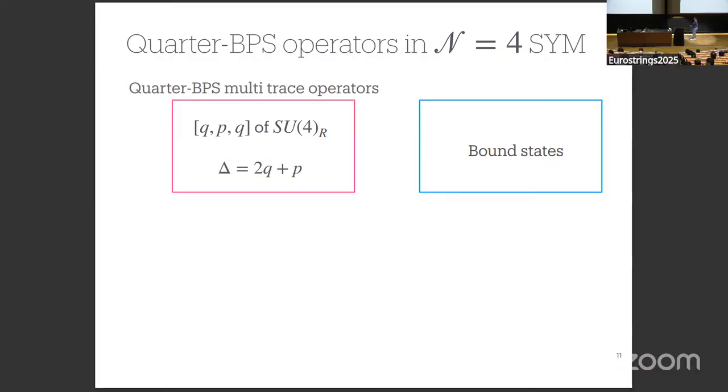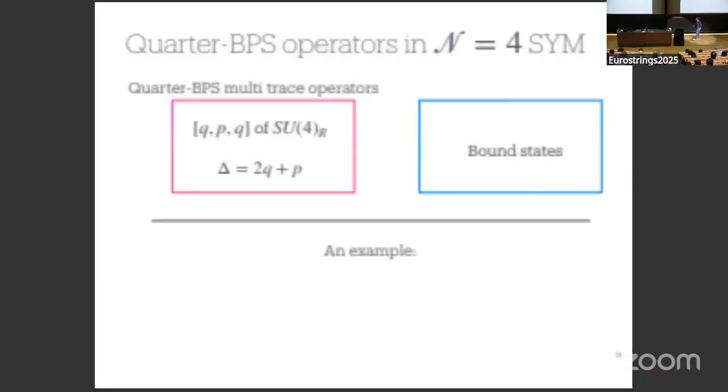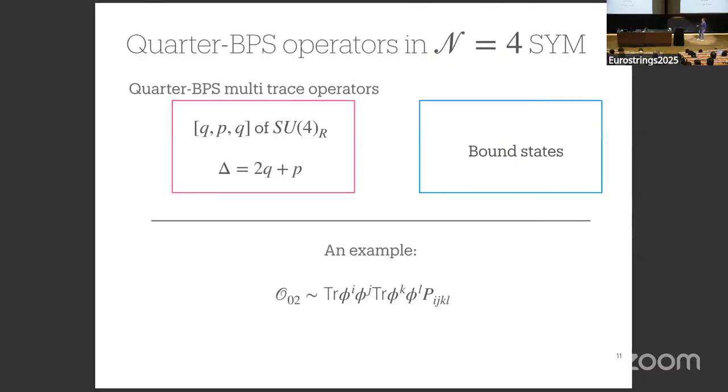So now the issue with these quarter BPS states is that it is not 100% clear whether the 3-point function of this operator is protected or not. For some operators, we know that their 3-point function is protected, for others not, so generically I didn't want to write anything. The only thing that we are aware of is that this dimension is completely fixed. So let me just write down an example.